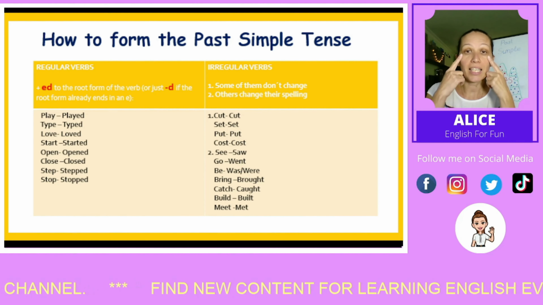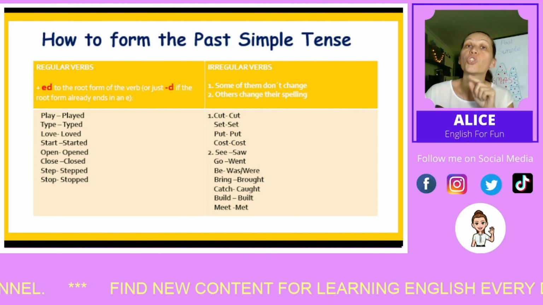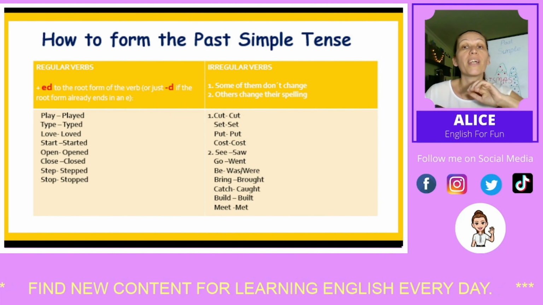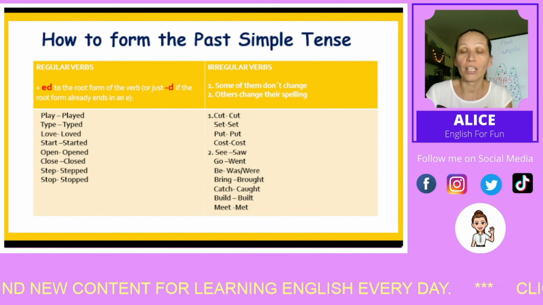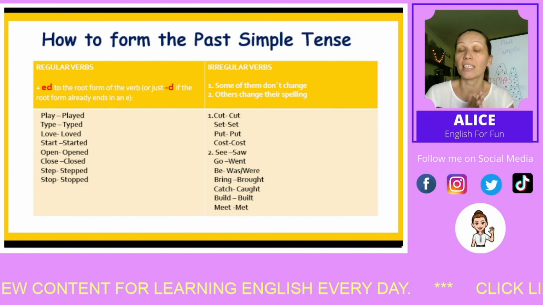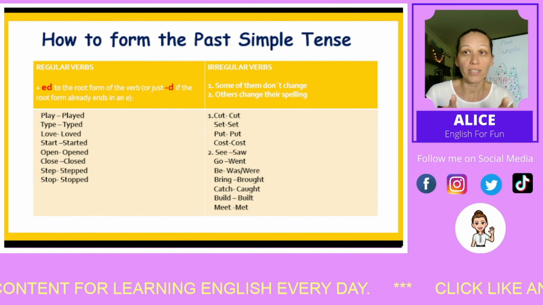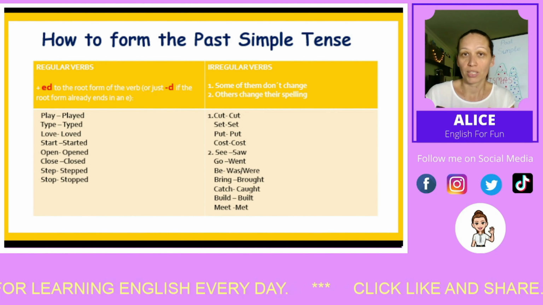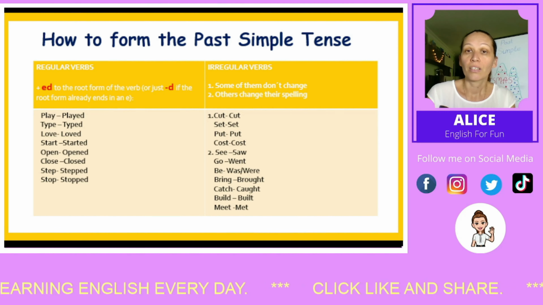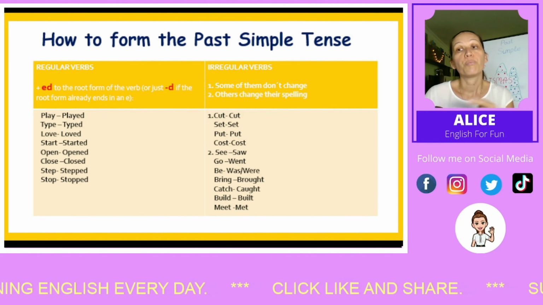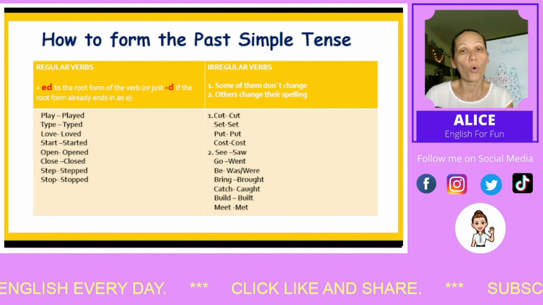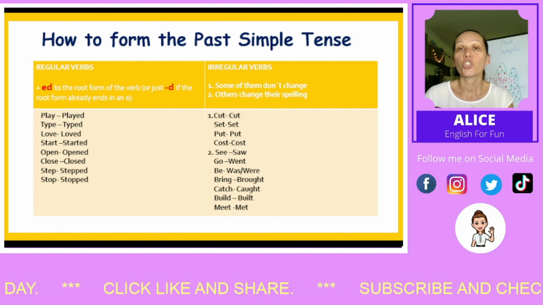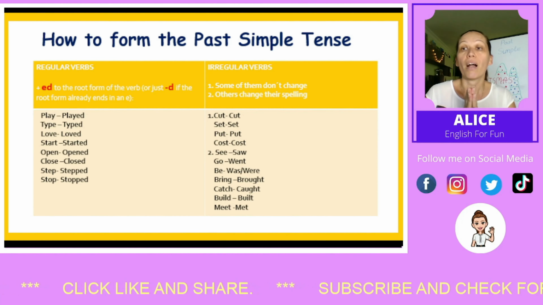But some of them change their spelling completely and we have to learn them by heart. So the verb to see in the past will be saw. The verb to go in the past will be went. The verb to be, we already know it from previous lessons, in the past will be was for singular subjects and were for plural subjects. The verb bring converts into brought. Catch will be caught. Build will be built. Meet will be met. So we need to learn these forms by heart.